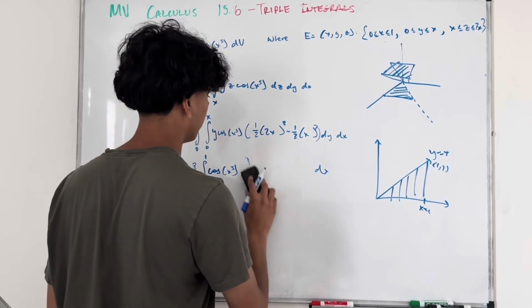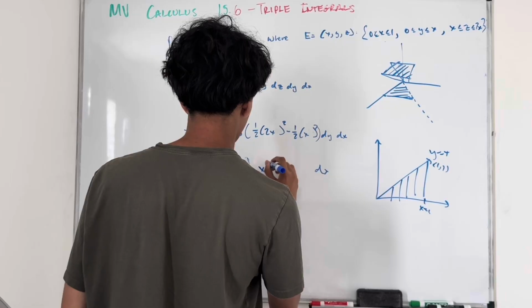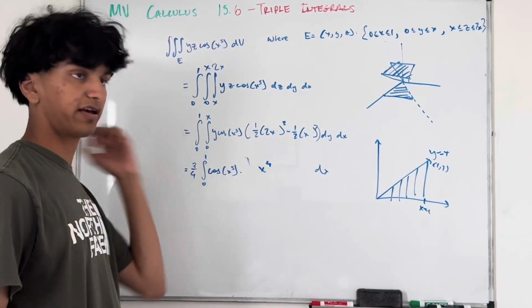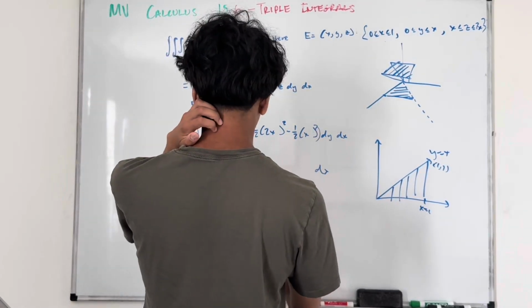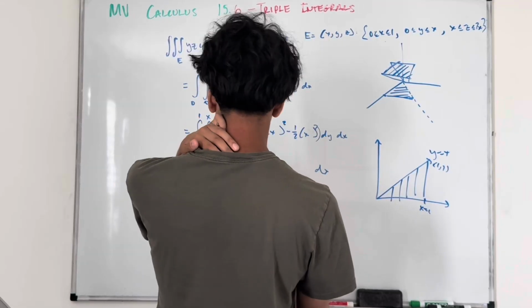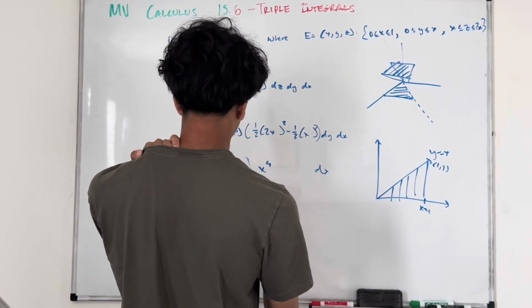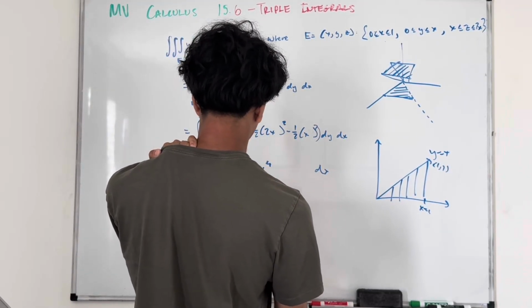Now I have this x to the fourth. And now I can do my u sub, right? I have x to the fifth and x to the fourth. So if I set u equal to x to the fifth, I have to change the bounds, which I'll do in a second. du is going to be 5x to the fourth dx.